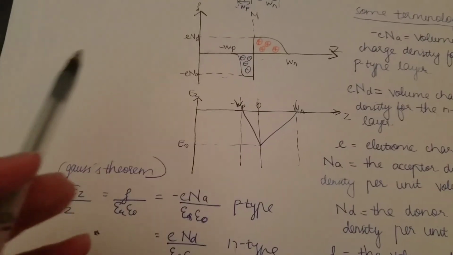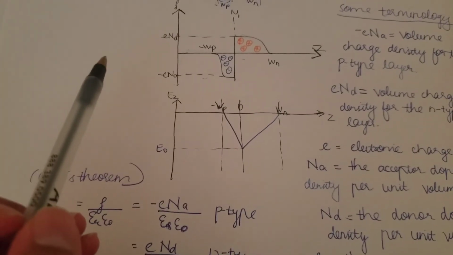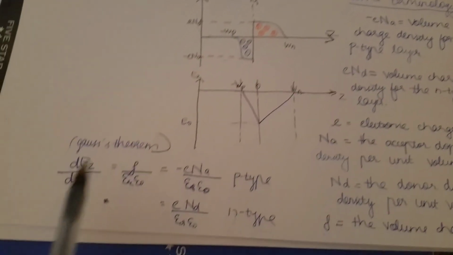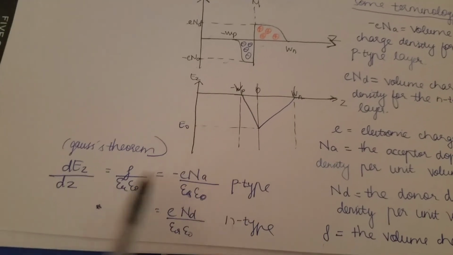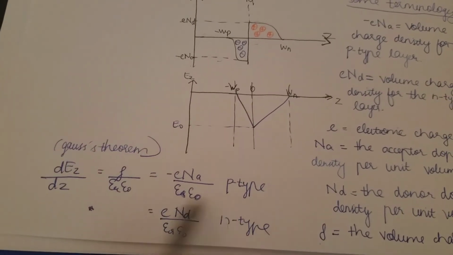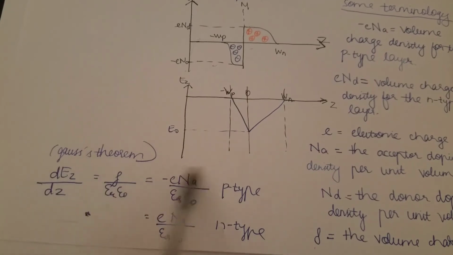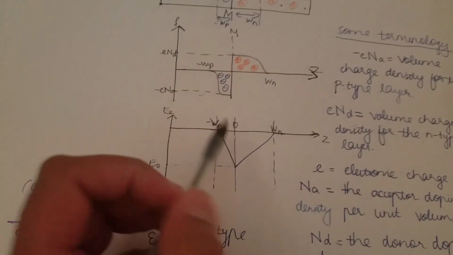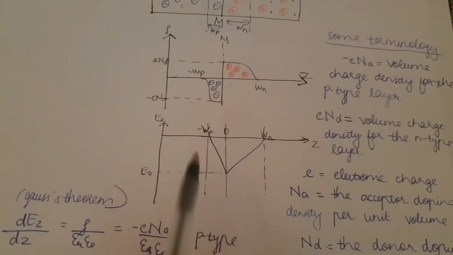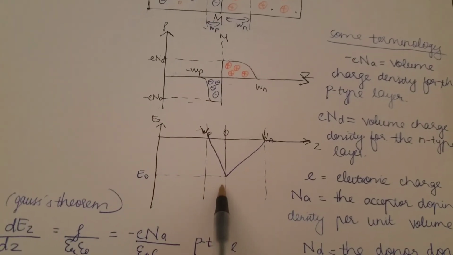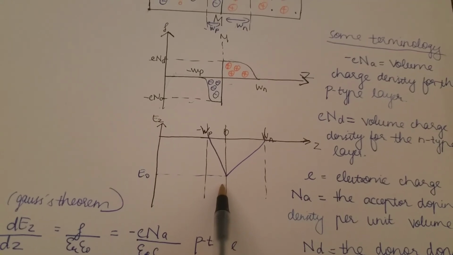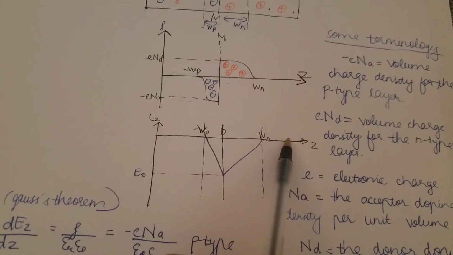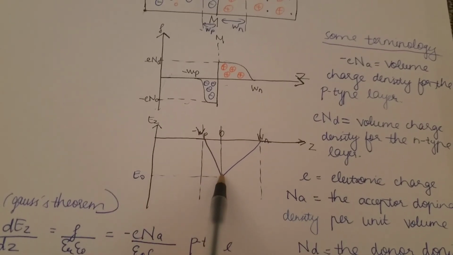It can be seen from Gauss's theorem that the electric field is varied by the charge density. So this is Gauss's theorem. And from this graph, it is also visible that the electric field is varied by the charge density. Also, the electric field is zero outside the depletion region with its peak at the center of the depletion region.